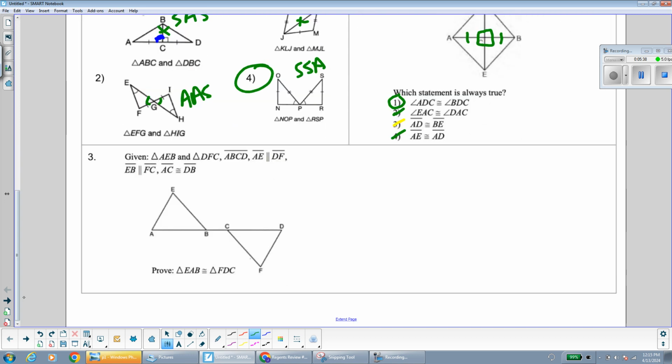Okay, moving on to number 3. Here we're writing a proof. So over here, what we're told is that AE is parallel to DF. And we're told that EB is parallel to FC. Lots of parallel lines going on here.